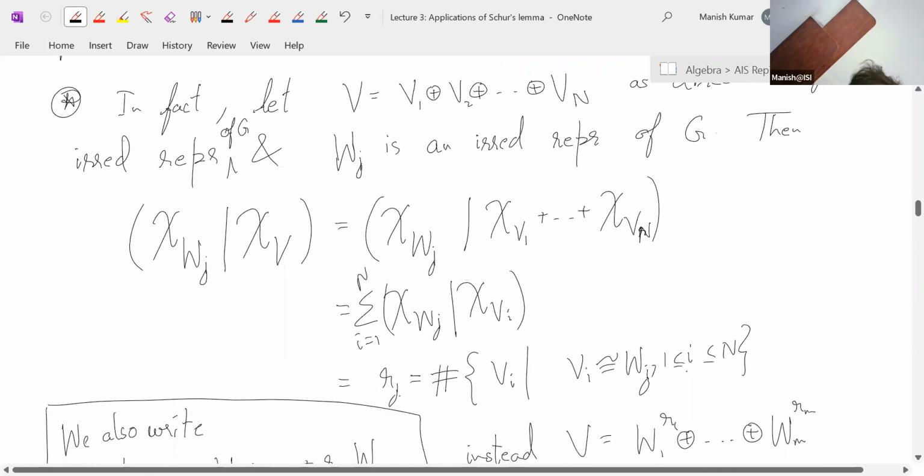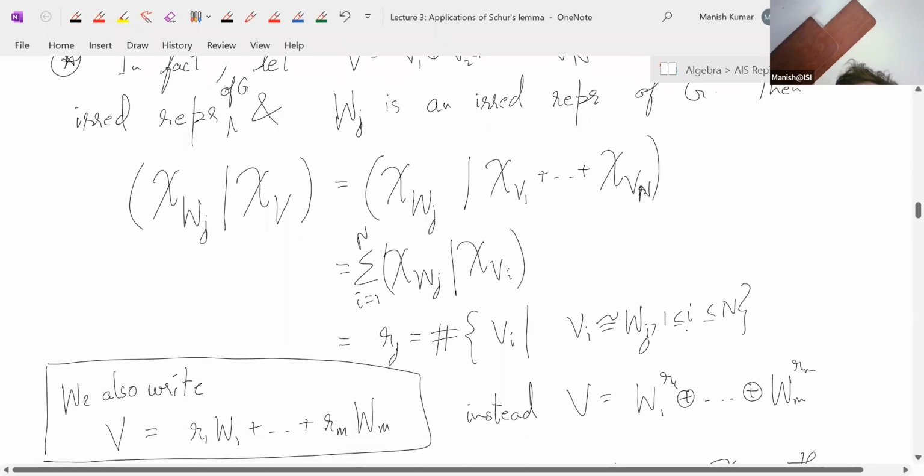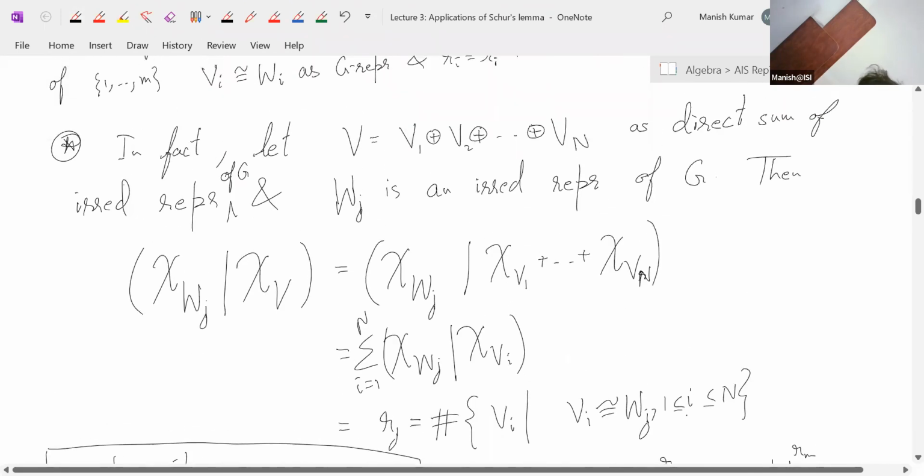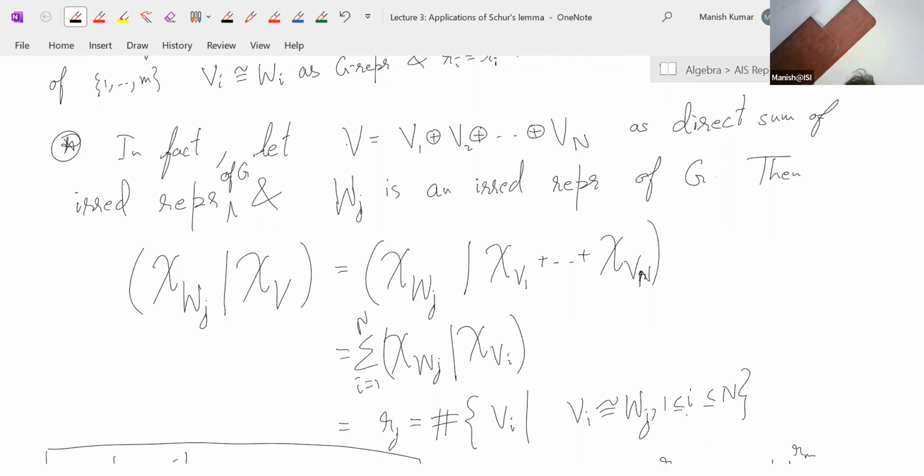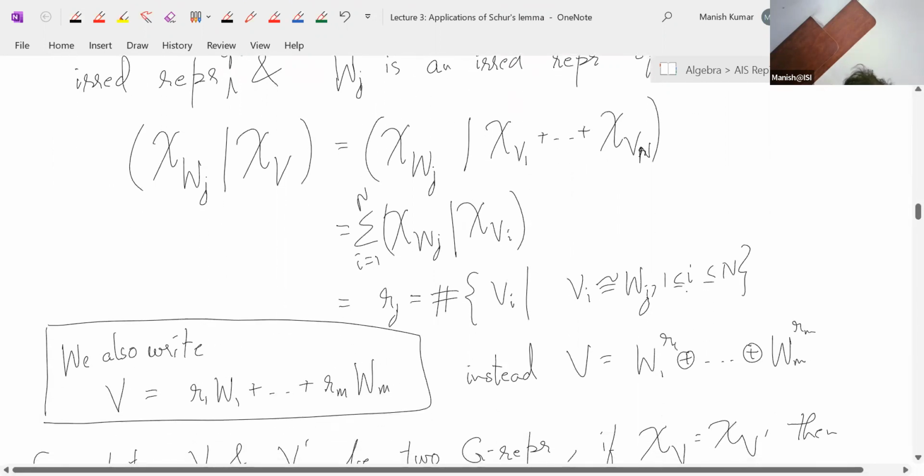That number we call Rj. So what we get is V is just W1 to the power R1, up to Wm to the power Rm, and these Ri's are determined just from the irreducible representations and the character of V. So this does not depend upon any choices. I hope this clears up that it is unique.